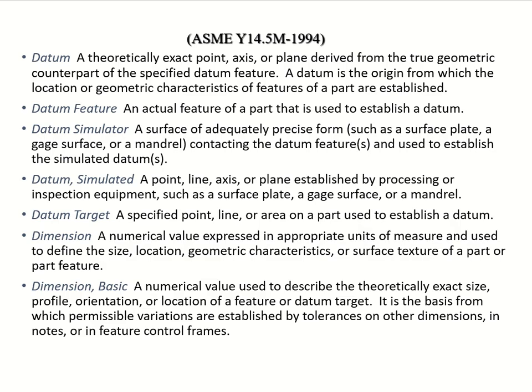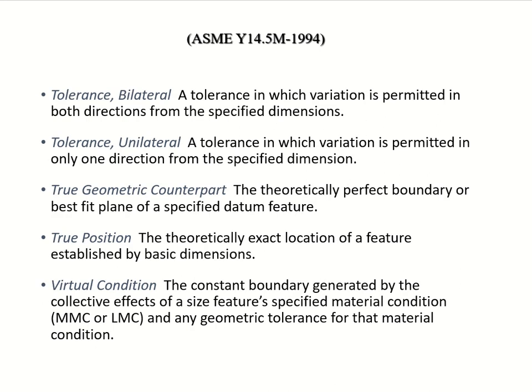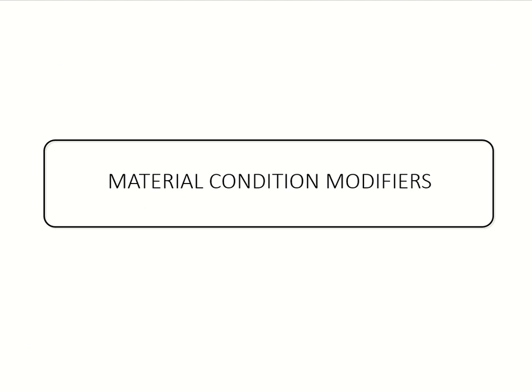These are just your terms and definitions that you need to get in touch with, your ASME Y14.5M, 1994 revision. So here from datum all the way to the dimension basic. Again, we're going to cover each one of them. And so if you read it just one time, that's alright, yeah? And of course, you will go back to it. I'm not going to be asking you to write the definition or something like that. Okay, so let's get into material condition modifiers.